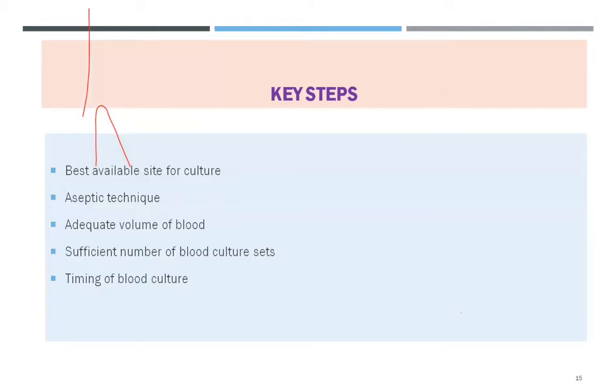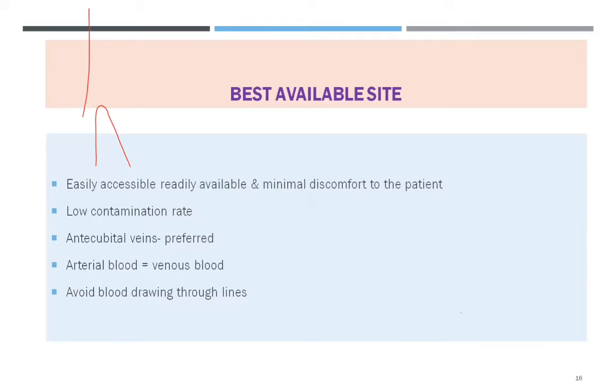Now, what are the key steps for blood culture? One is that the best available site for culture should be selected. Another is that aseptic technique should be followed. Then third, an adequate volume of blood should be taken for the blood culture. Then fourth, a sufficient number of blood culture sets should be collected. And lastly, the timing of the blood culture. Let us see each of the details of these key steps. Blood culture is very important for the diagnosis of sepsis. Let us see each of the parameters for a quick diagnosis of sepsis.